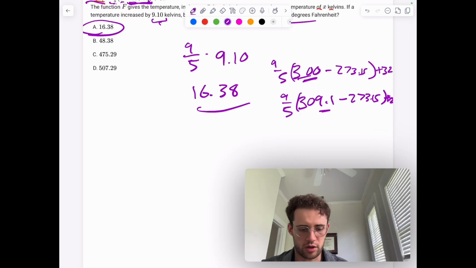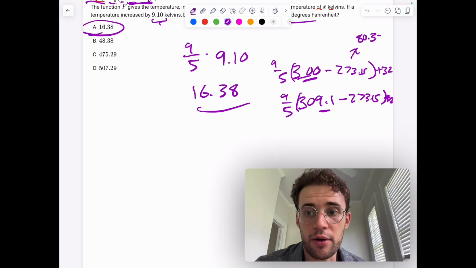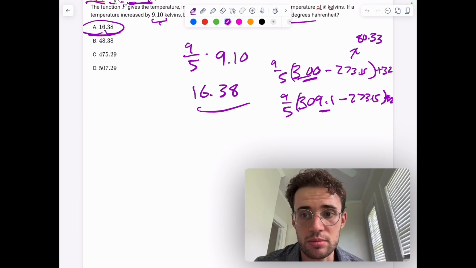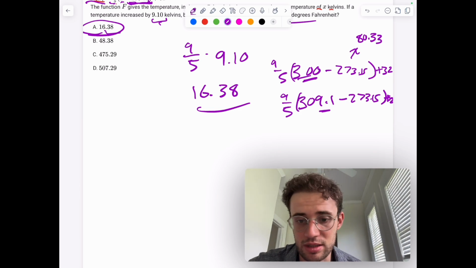Just to walk through it really quick, 300 minus 273.15 gives you 26.85. If you multiply that by 9 and divide it by 5, and then add 32, this would give you 80.33. And now if what I said is true, then it should be 16.38 higher than that. So it should be about 96.7, something like that.